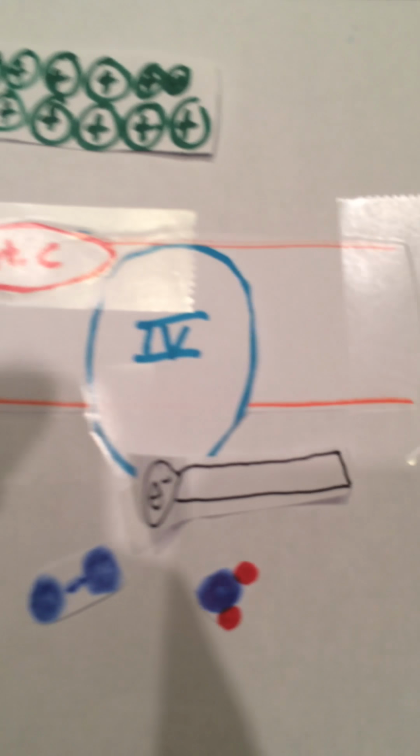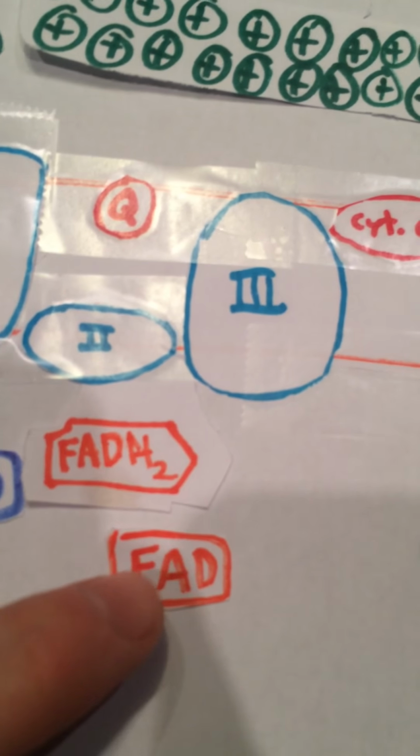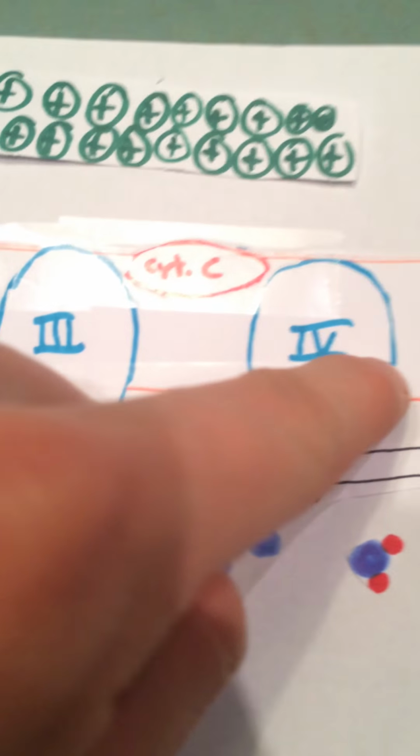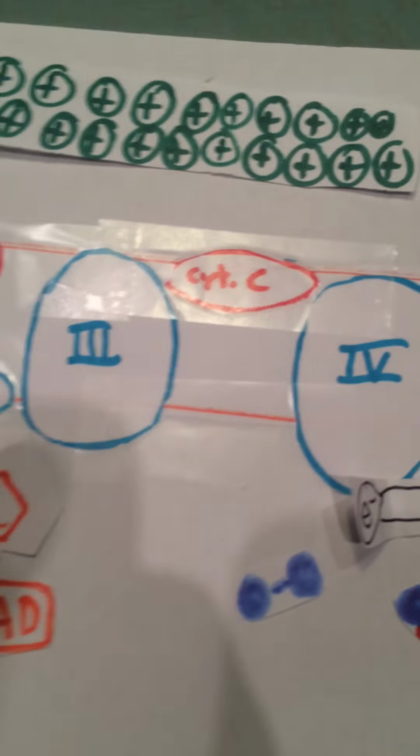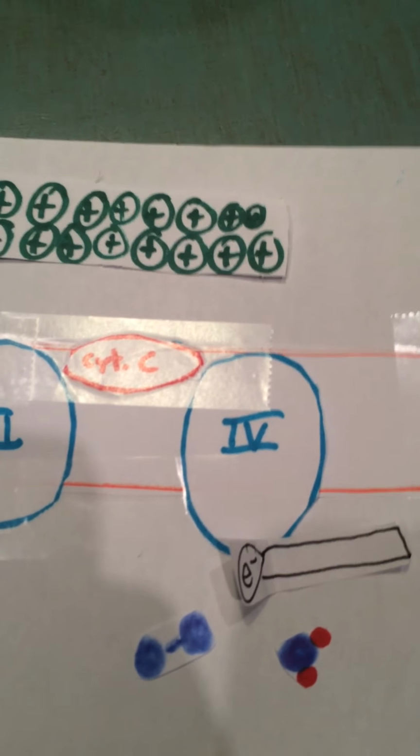And so the same thing happens with FADH. So it will drop its electron off, turn into FAD at number 2, and pump a proton here and here at 3 and 4. So it is one less proton, but it still gets the job done.